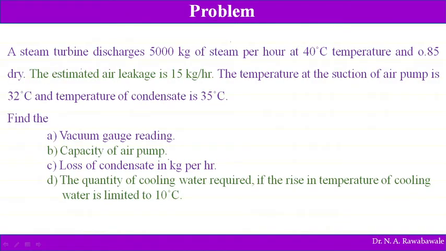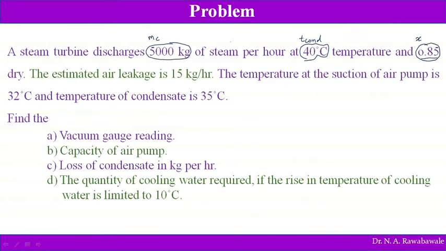This is one of the numericals in which a steam turbine discharges 5000 kg of steam, that is, mass of steam or mass of condensate is 5000 kg per hour, at a temperature of 40 degrees Celsius. So the temperature of the condenser is 40 degrees Celsius. Then the steam which enters the condenser is 0.85 dry. So the dryness fraction is also given, x is equal to 0.85.